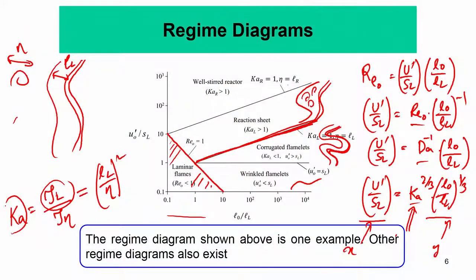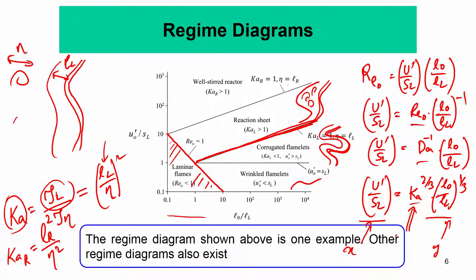But now, in the Karlovitz number definition, instead of the flame time scale, which was based on the preheat zone thickness and the flame speed, if you put the reaction zone thickness and the flame speed, then you can define a Karlovitz number based on the reaction zone as LR square by eta square.